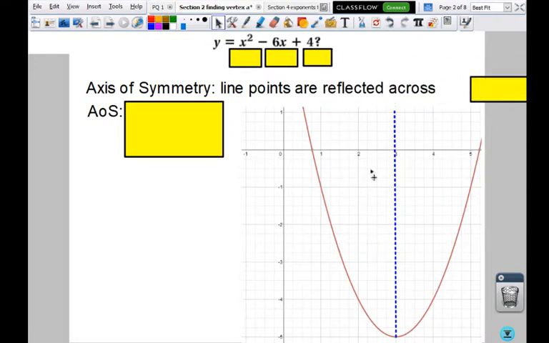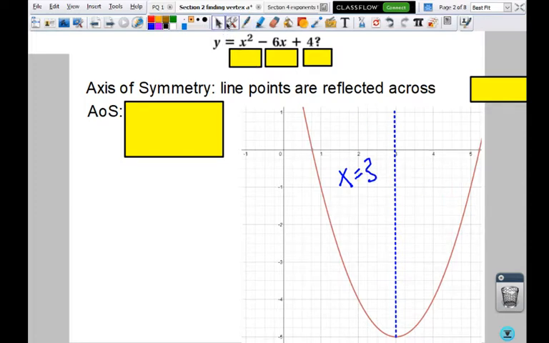points are reflected across, or right in the middle, reflected across right here. So like on this one, if I go 2 to the left, I go 2 to the left, I have that point. We're going to find this line without looking at the graph. So we're going to look at x squared minus 6x plus 4, which is this graph. So I know my axis of symmetry, just looking at it, is going to be x equals 3, because that's what this is on. But we're going to find it without looking at the graph. This graph is just to check our work.